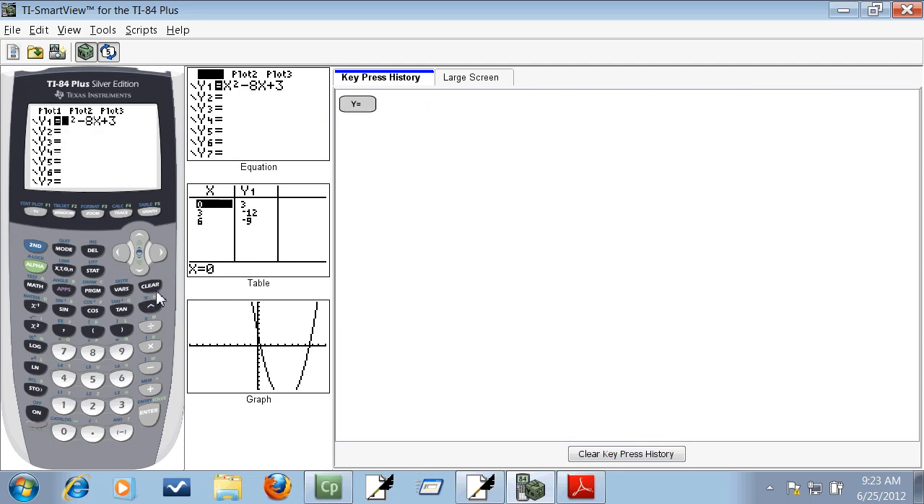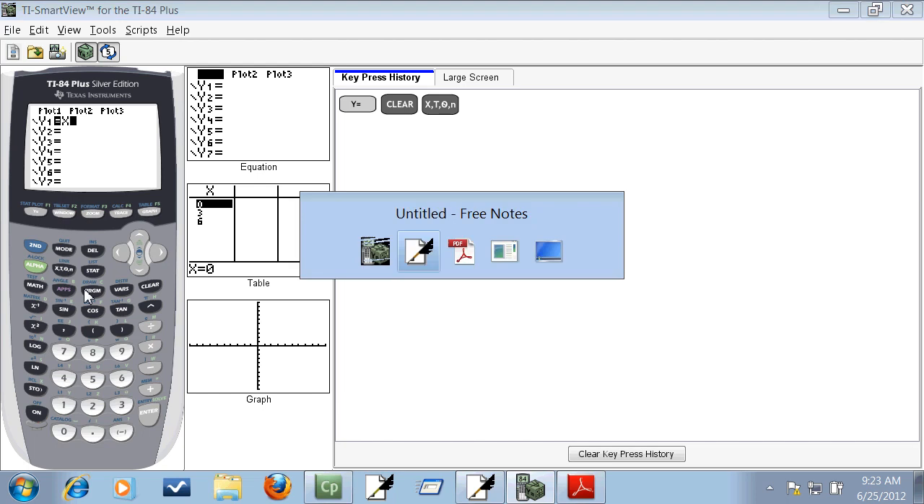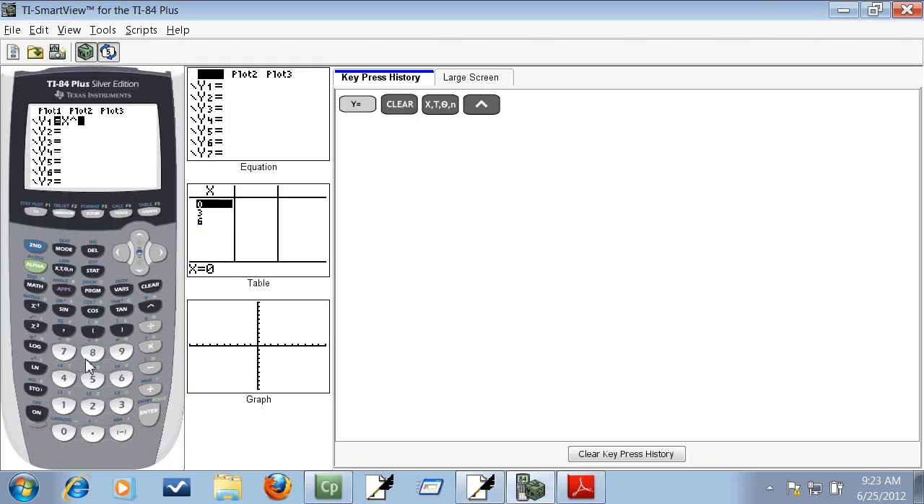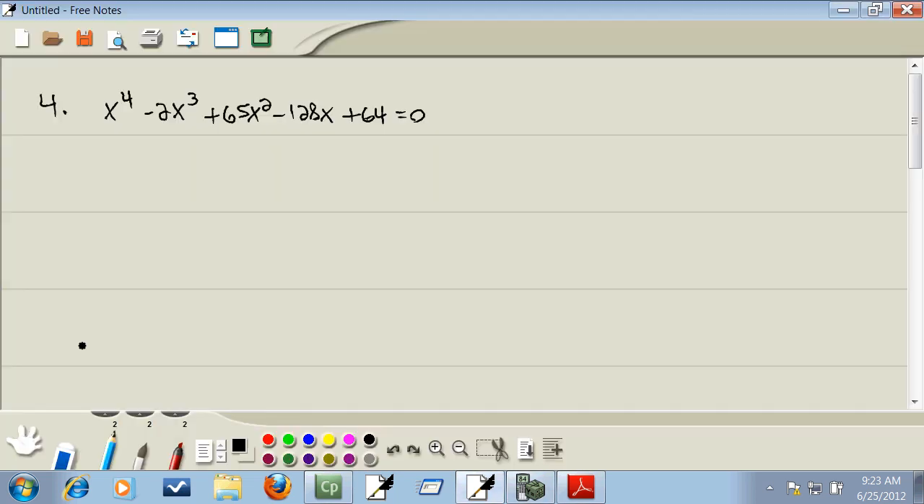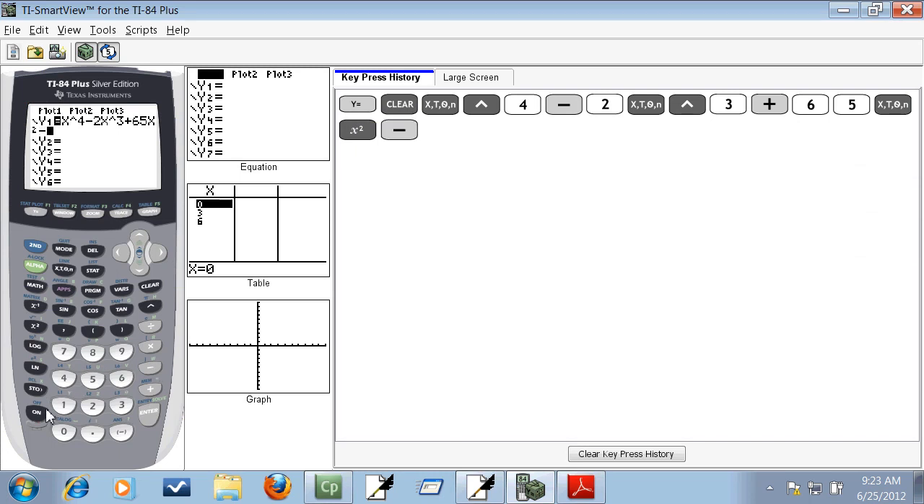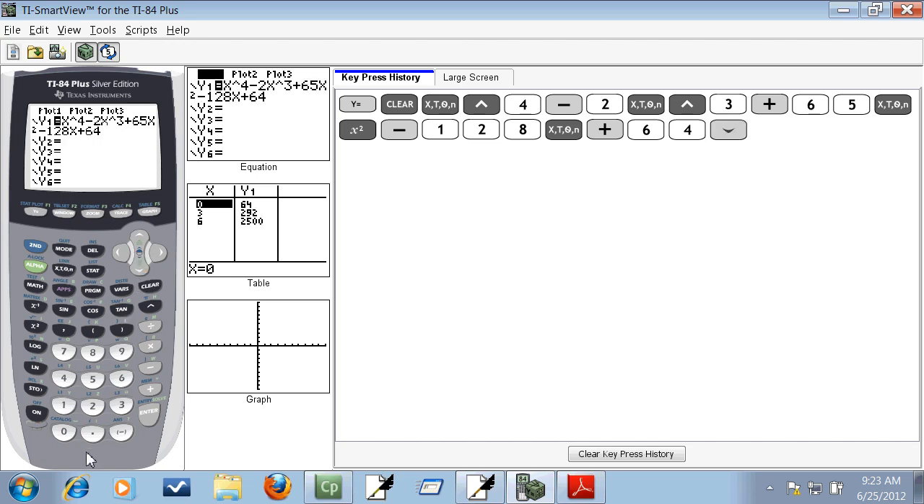So I'll press y equals, clear, x to the fourth, so x caret 4, minus 2x to the third, x caret 3, plus 65x squared, minus 128x, plus 64. And I'm going to down arrow and put my cursor on y2, and you have to have a 0 here. This process does not work unless you put a 0 on y2.